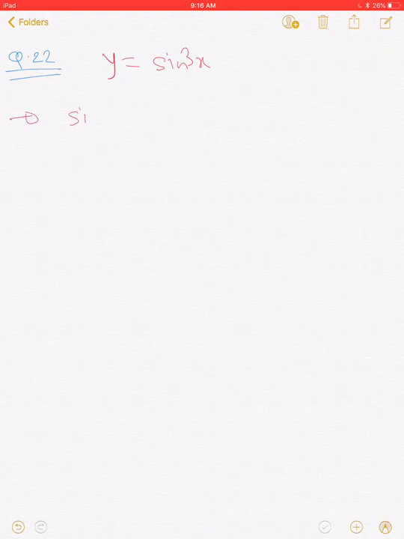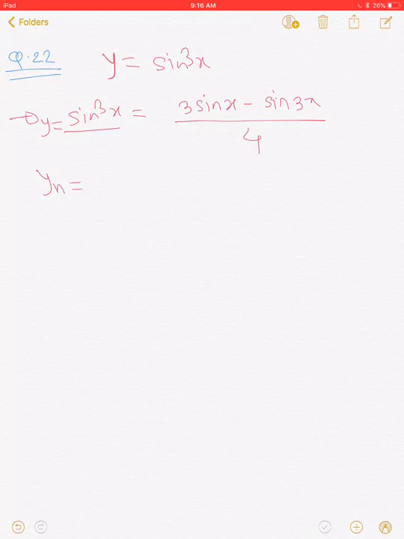We know that sine cube of x is equal to (3 sine x minus sine of 3x) upon 4. So this is the formula of sine 3x. By just rearranging the terms, we will get sine cube of x. So this is our y function. We have to find its nth derivative. So its nth derivative is simple.